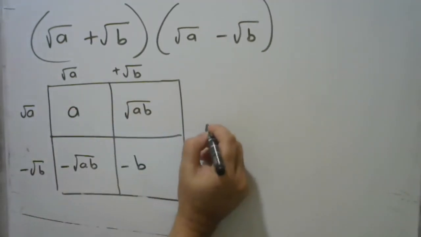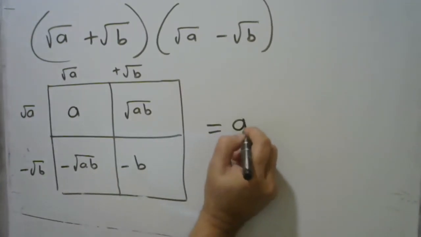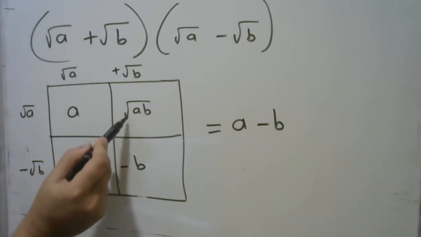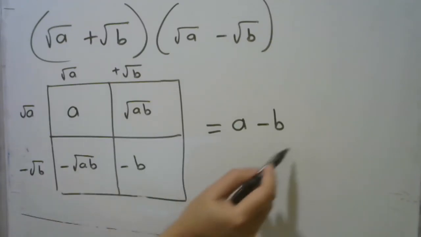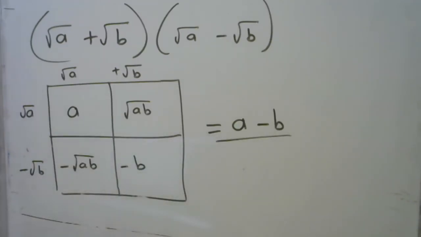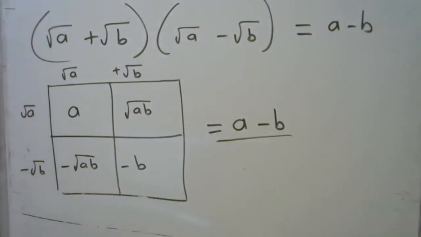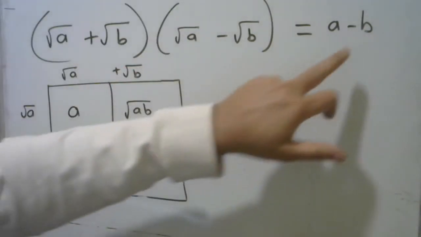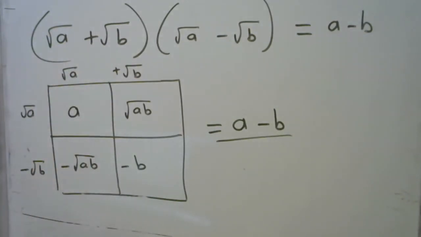So the answer here would be a minus b. This is positive root ab and this is negative root ab, they cancel, so it is equal to a minus b. So you can go from here to here, or you can write this as the same as this.